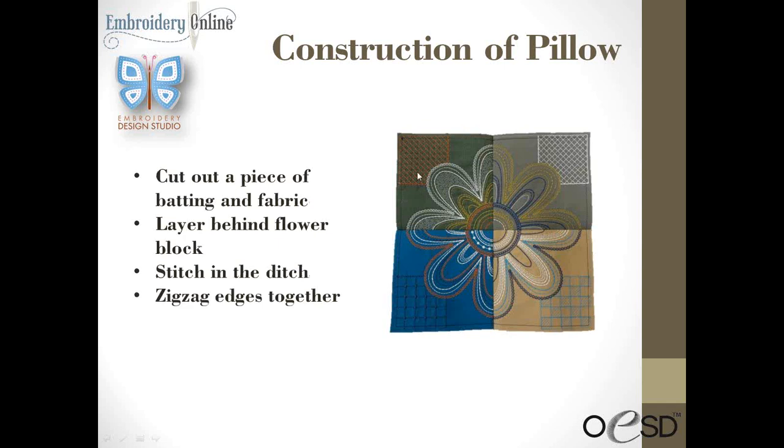We're going to cut out a piece of batting and fabric and layer them behind the flower block. And I just simply stitched in the ditch and then zigzagged all the raw edges even.